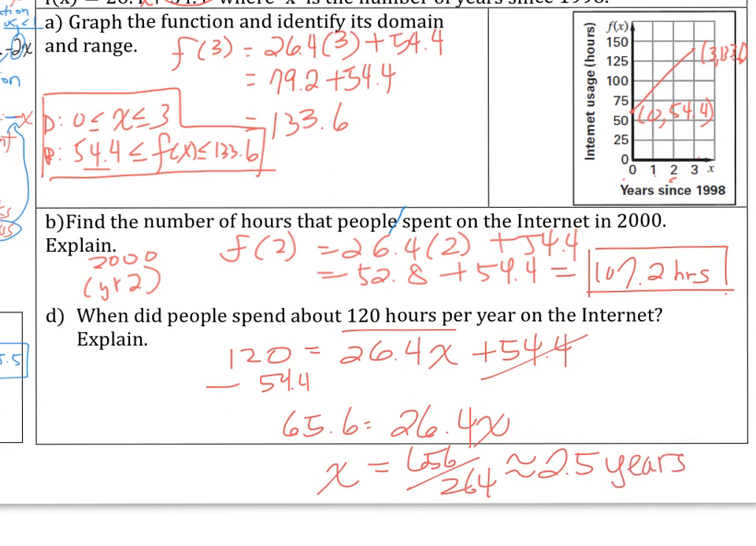And we would say that would be around 2000.5, but it's kind of weird to write your answer like that, so you could say middle of 2000. Okay, and that concludes the lesson.